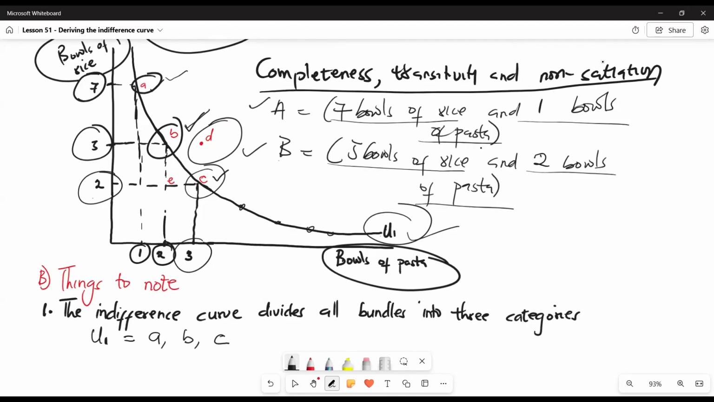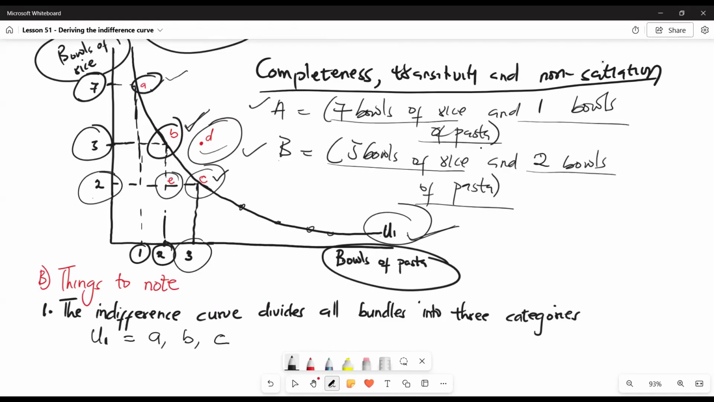Now, the next category are bundles that are inferior to U1. An example of this is E. So this bundle lies below U1 and gives Ella a lower level of satisfaction as compared to bundle A, B, C, or any other bundle that lies on this curve. How do we know this? So let's start with bundle D.